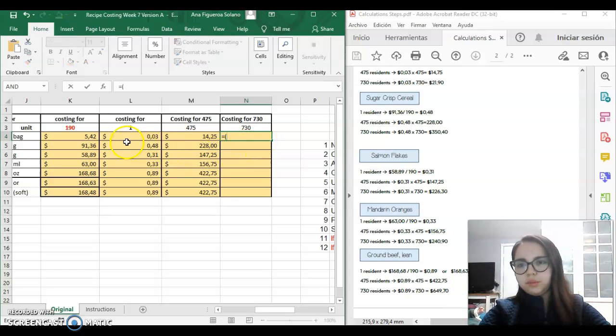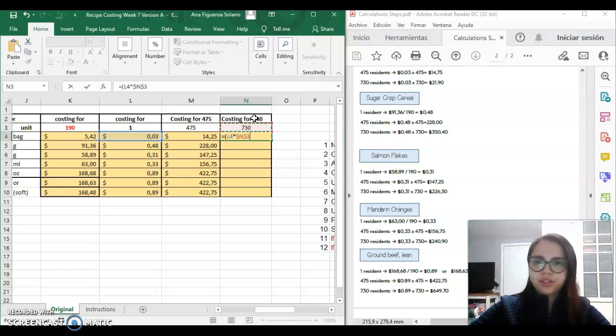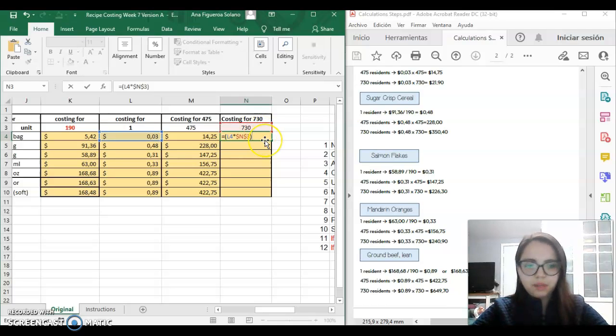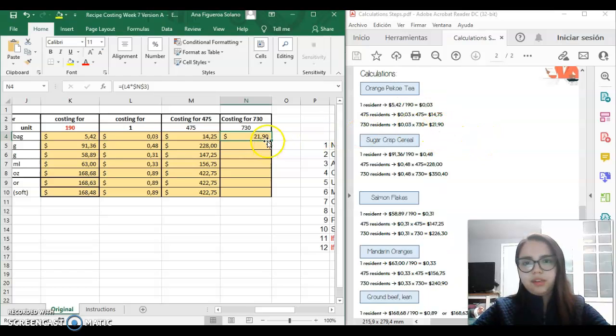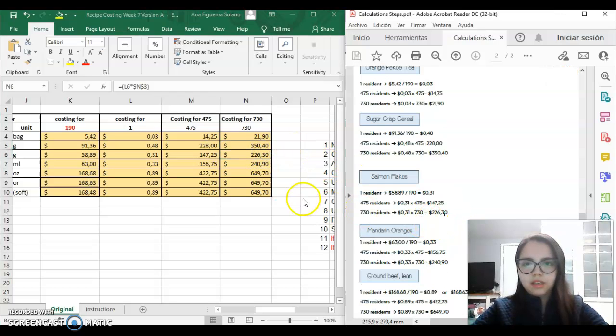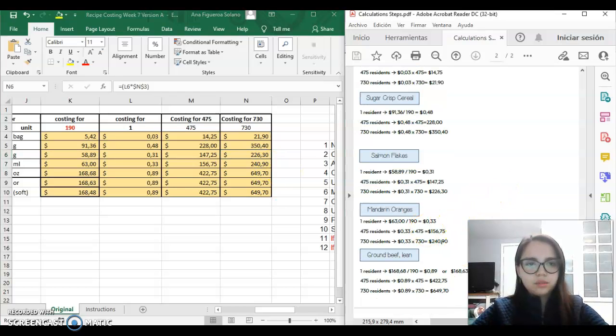And we are going to do the same thing right here. Equal, open bracket, we take the amount for 1, multiplied by 730 residents, and F4, absolute reference cells, really important, so you can save some time. Close bracket, enter. Let's compare 2190 and then autofill for all of the ingredients. 350.40, yes. 226.30, yes. 240.90, yes. And the last one, 649.70.